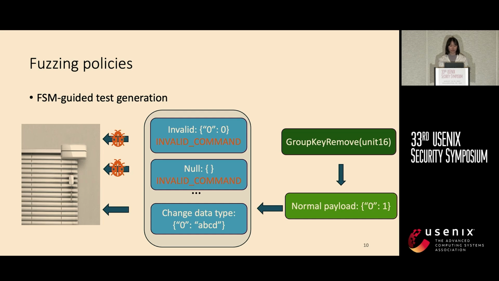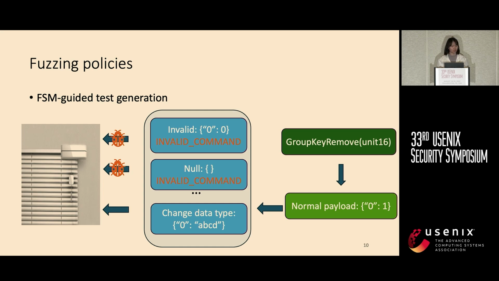To improve our fuzzing process, we have developed finite state machine guided test generation policies. For instance, we test invalid values extracted from the specification, provide null inputs, provide unexpected data types, and so on. In this slide, I show an example of a bug. We changed the normal payload from 1 to 0. And we also changed the normal payload from 1 to null inputs and to different data types. 0 is a special value listed in the specification and described as the device should reject this command and respond with invalid command.